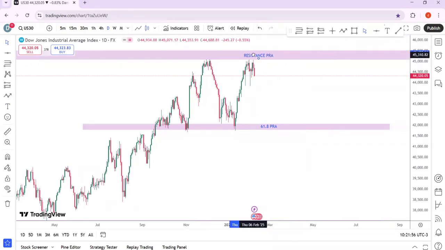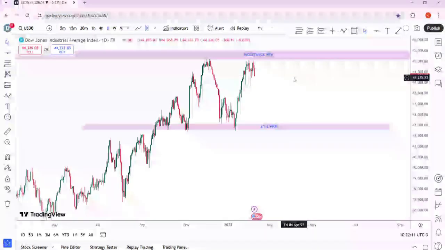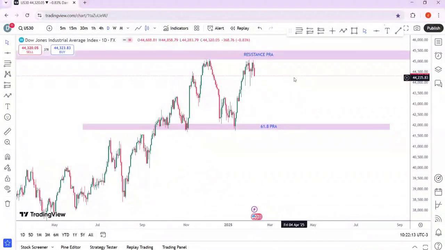Because of the fact that overall US 30 is very bullish, I'm not going to be looking for any sells. There could be sell opportunities, which will be retracements, obviously, but that means you'll be trading against the overall direction of trend. For me personally, I'm not going to be trading against the overall flow of the market. I'm just going to be waiting for price to make that retracement, come to me, and I'm going to buy again in the direction of trend.